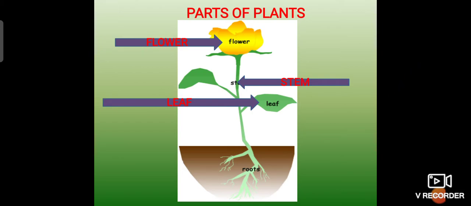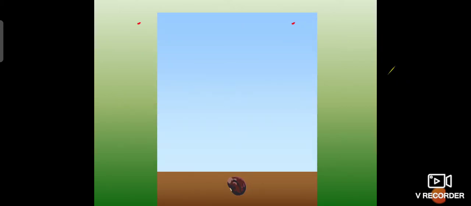And then, last but not least, is the roots. Roots are kind of like hair that grows under the soil. They function to find minerals and water that our plants need to support their life.